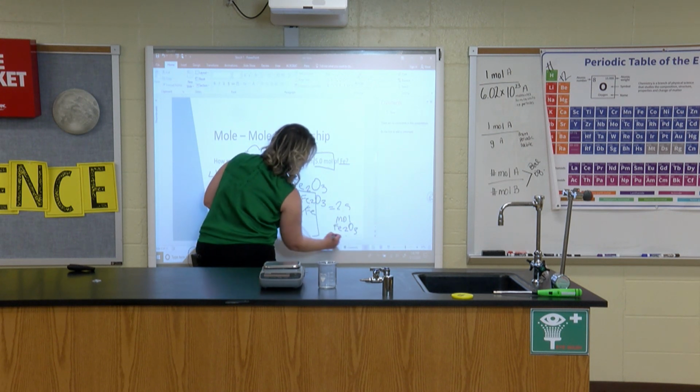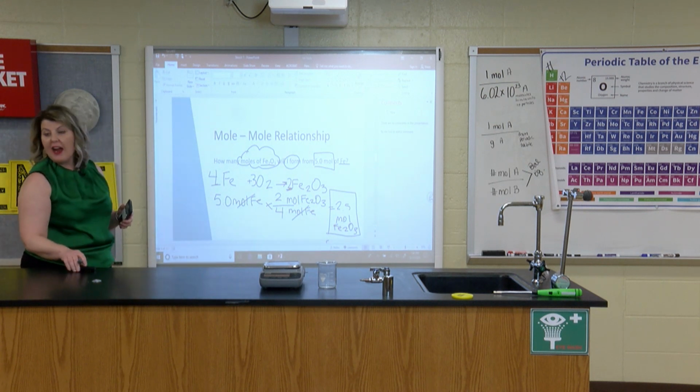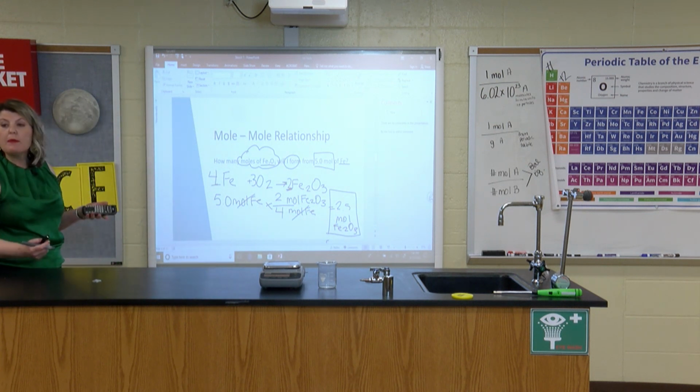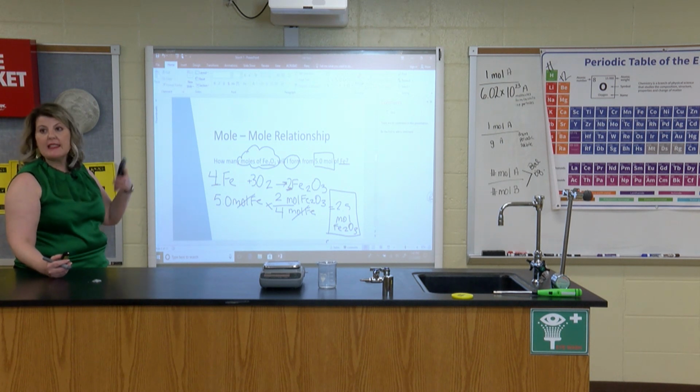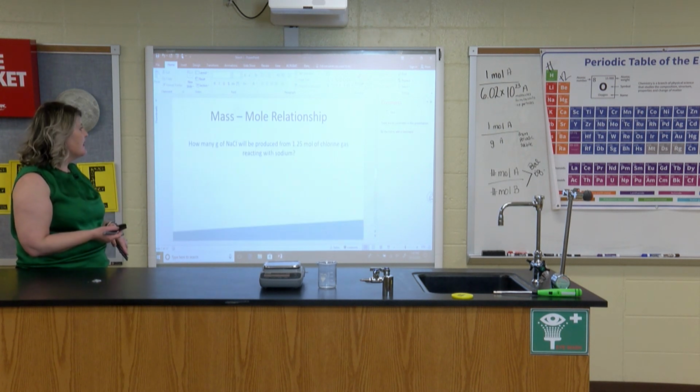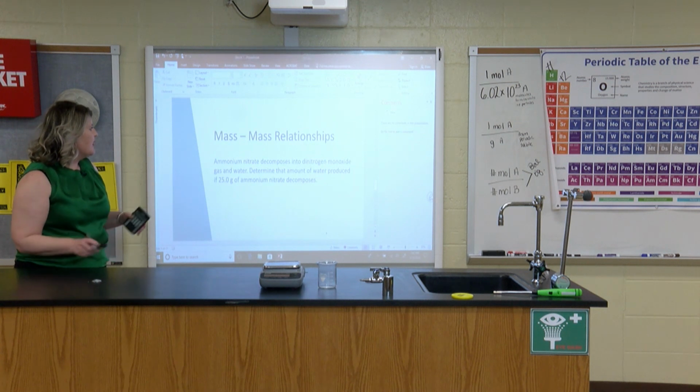Do yourselves and your teacher a favor, make sure you circle that or highlight that. So it's just what we've been doing for 3 weeks. You start with your given, you keep drawing X's and lines until you get to what you need to. So let's try this one.